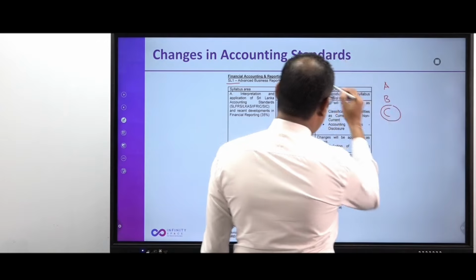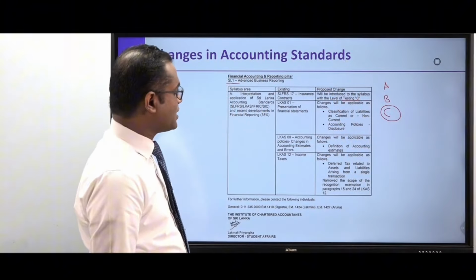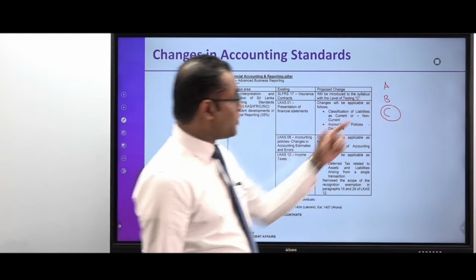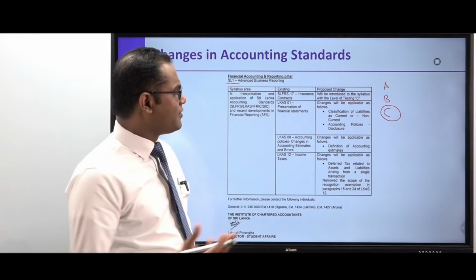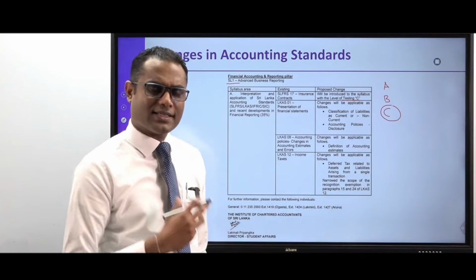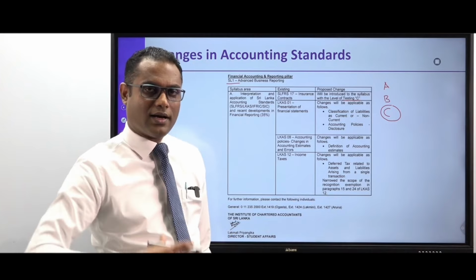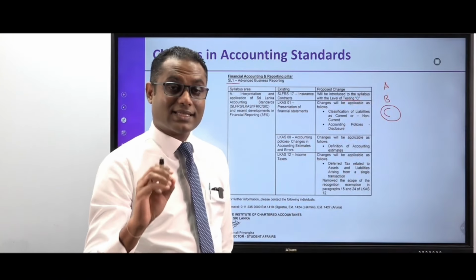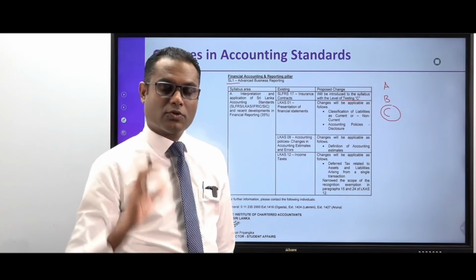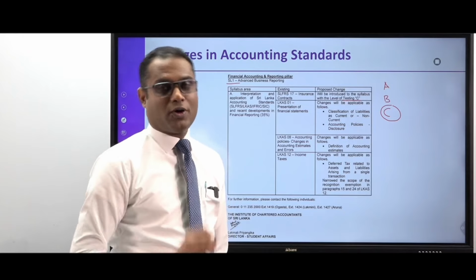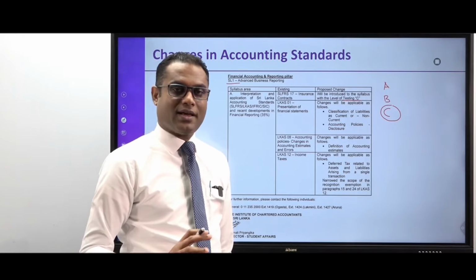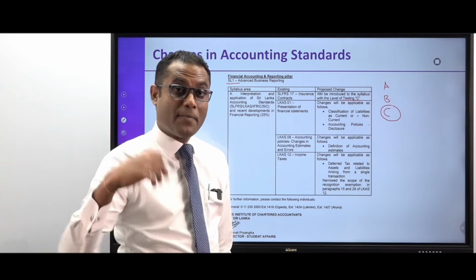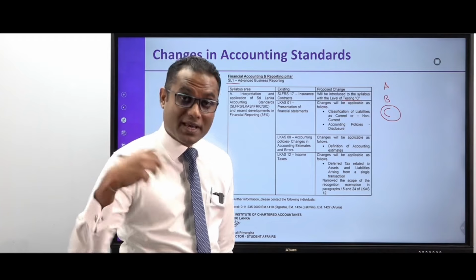Now, SLFRS 17 insurance contract, if it is tested in the examination, will be tested as level C testing. But to understand level C, you should know level A and level B. What do you mean by level A testing? If a particular standard is tested as a level A standard, the student should have a thorough knowledge about the standard, and should know how to apply the standard for a complicated accounting matter, a complicated transaction.